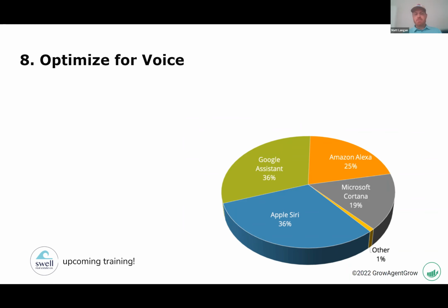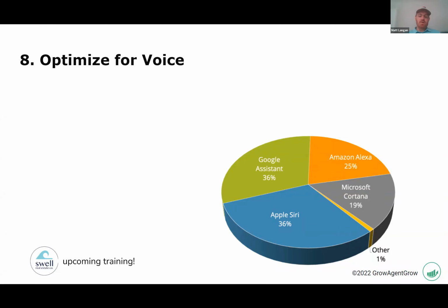Number 8, optimize for voice. Something a lot of us don't think about right now, but it's certainly gaining speed. More and more people are getting lazier, right? So they're just speaking directly into their phone. They don't want to type, and that's okay. But as agents, we want to make sure, well, what does that mean?